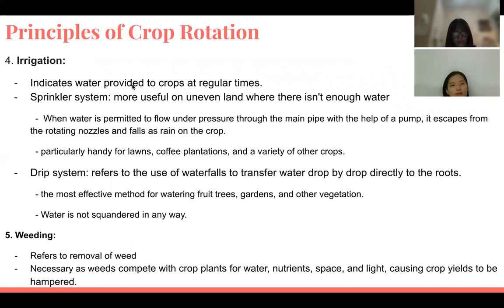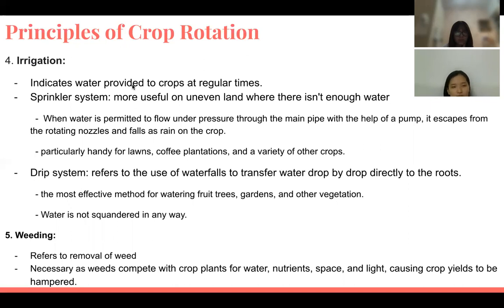The fourth principle of crop rotation is irrigation, and irrigation indicates water provided to crops at regular times. Irrigation can be done by 2 different methods. One is sprinkler system, which is more useful on uneven land where there isn't enough water. In the sprinkler system, water is permitted to flow under pressure through the main pipe with the help of a pump, and it escapes from the rotating nozzles and falls as rain on the crop.